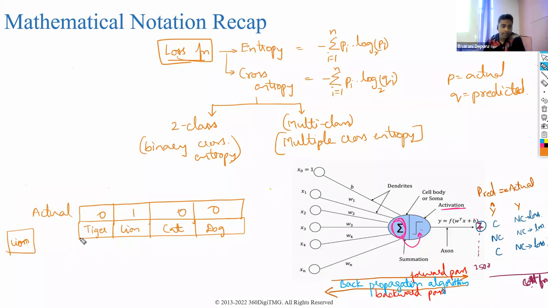But when you supply this to your prediction model, it might say that there is a 20% probability that it is a tiger, a 70% probability that it is a lion, a 5% probability that it is a cat, and a 5% probability that it is a dog. These are predicted values. The actual values are given the term P, predicted values are called Q.